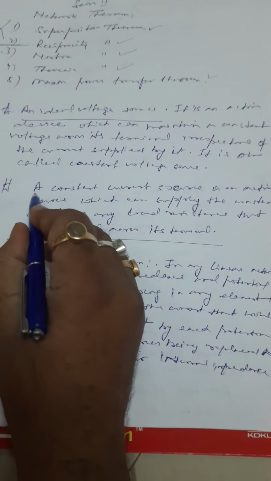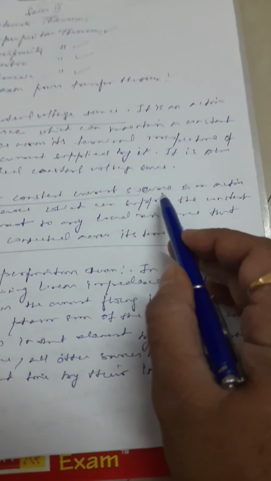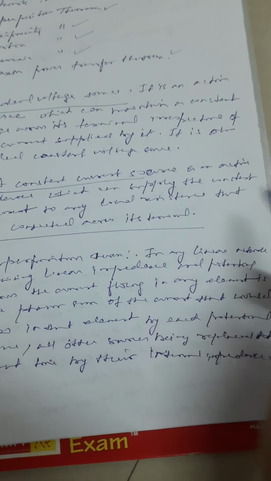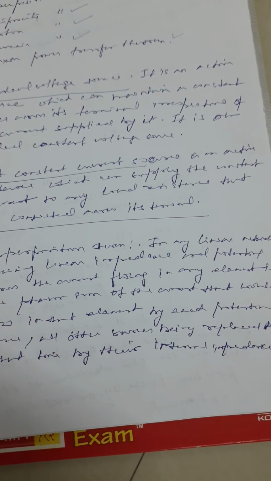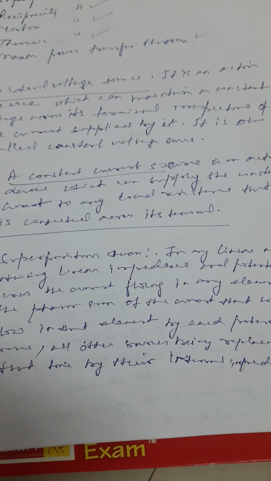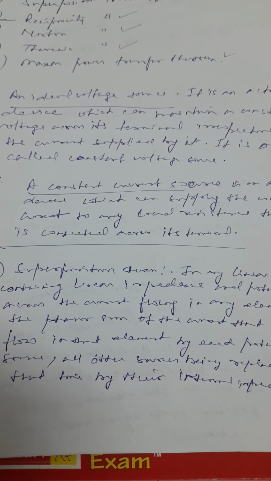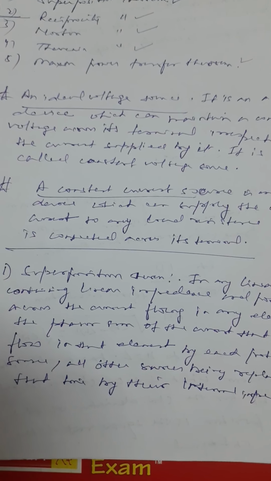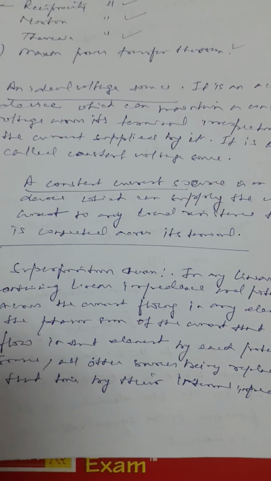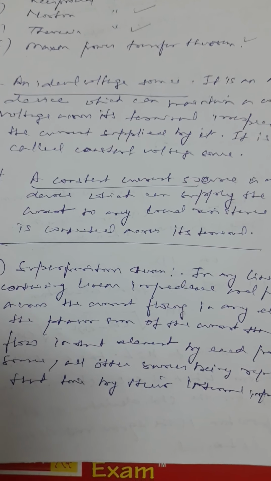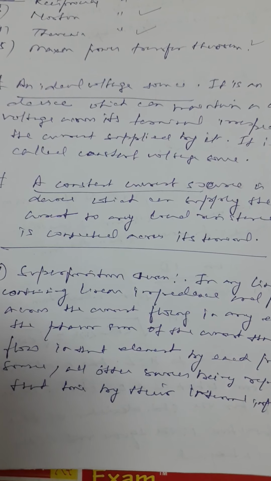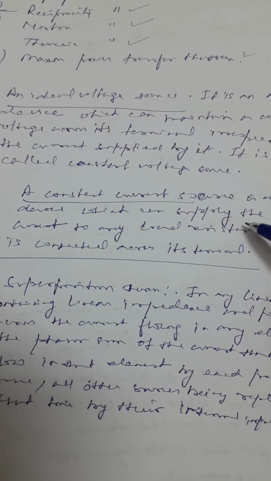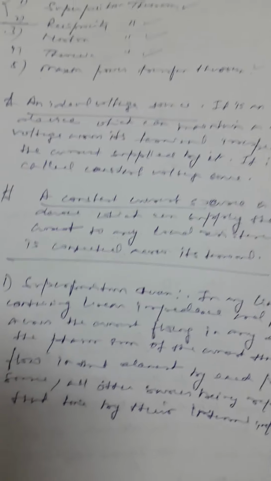Then we have a constant current source. Again, it is an active device which can supply a constant current to any load resistance connected across its terminal. These are the two things you should have an idea about. In the case of the ideal voltage source, it is always equal to the open circuit voltage. In an actual voltage source, the voltage across its terminal decreases as the load resistance is decreased. In the case of a constant current source, the terminal voltage is directly proportional to the load resistance.